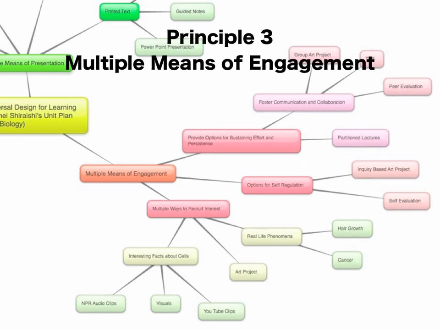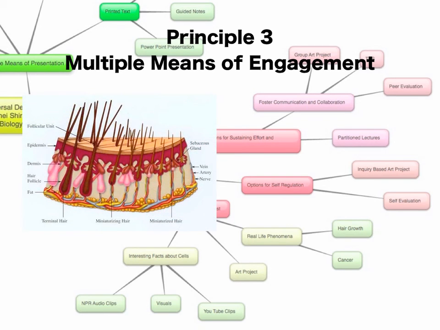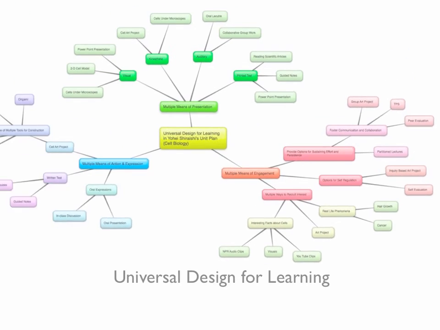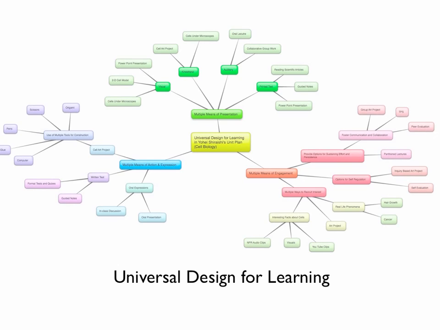Another way to increase students' interest and motivation is to use material that is relevant to students' lives. There will be a lecture about how human hair grows, and the topic is relevant to all students. There will also be a lecture about cancer cells, and these real-life phenomena will make the content more authentic and meaningful to students. These are some of the examples of universal designs in my unit plan.